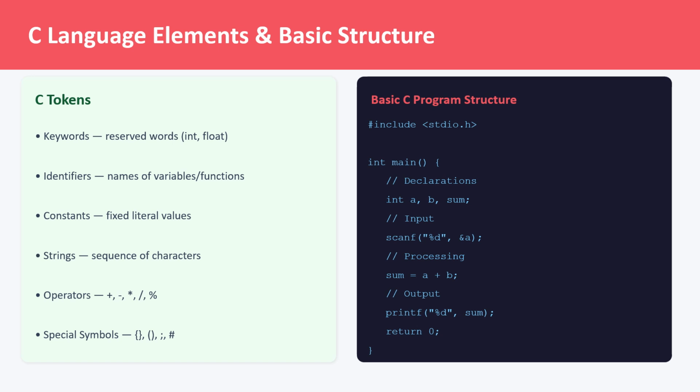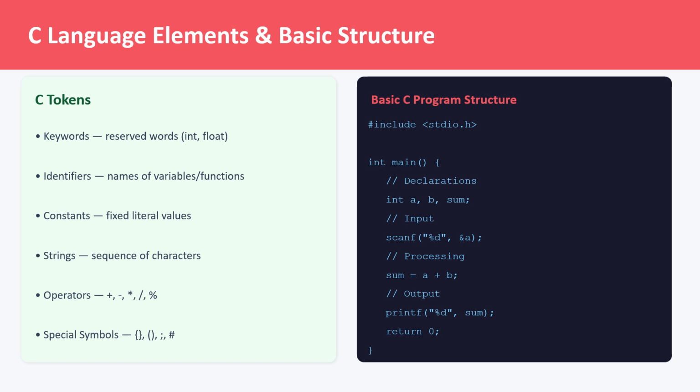The sixth slide is C language elements and basic structure. Every C program is built from tokens. There are 6 types. Keywords are reserved words like int, float, if, and return. You cannot use them as variable names. Identifiers are the names you give to variables and functions. Constants are fixed values like numbers or characters. Strings are sequences of characters in double quotes. Operators are symbols like plus and minus, and special symbols include curly braces, semicolons, and the hash symbol.